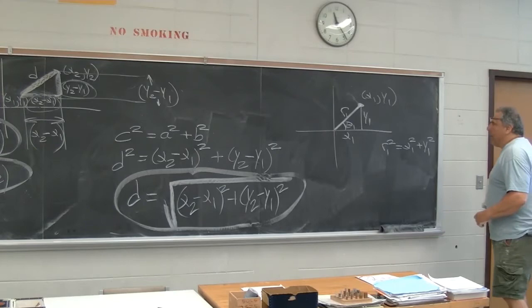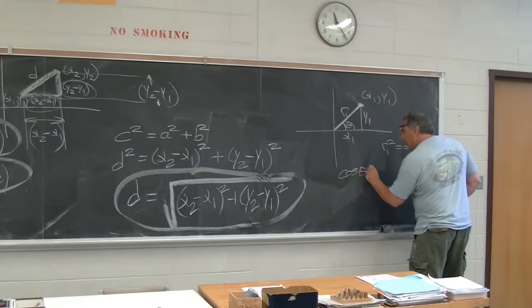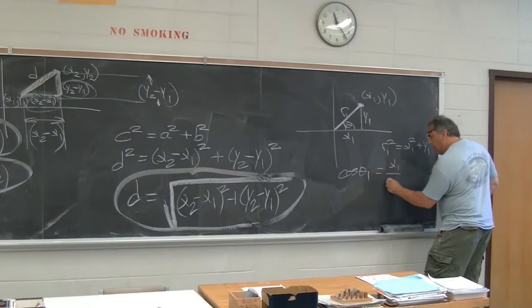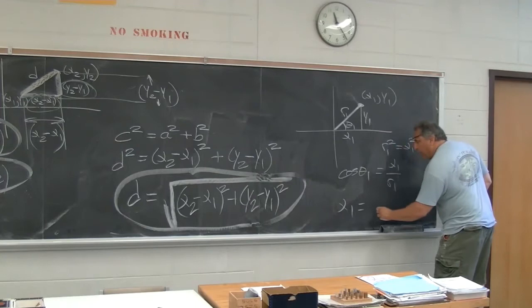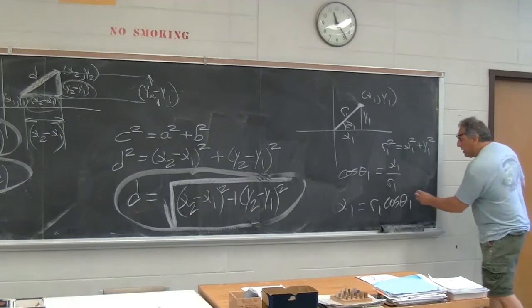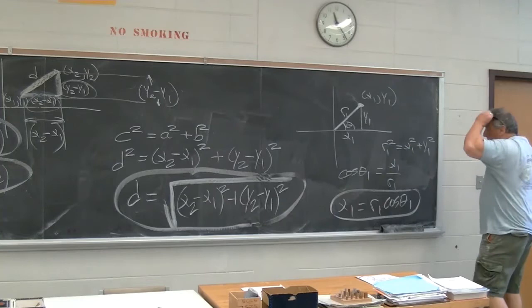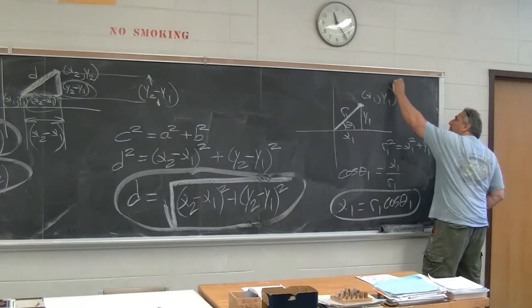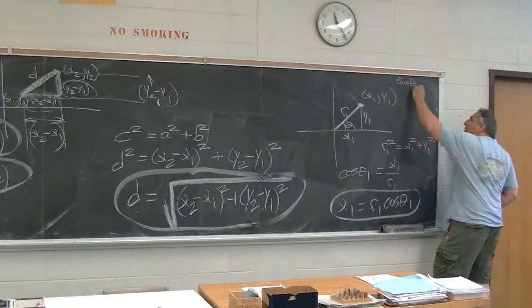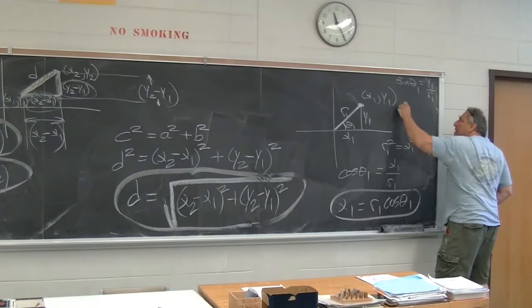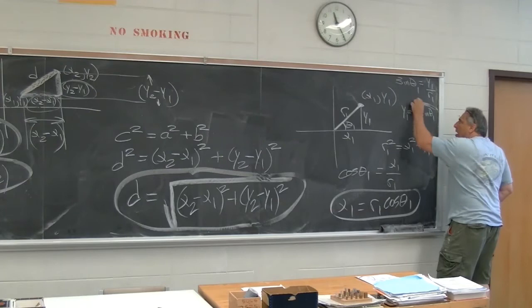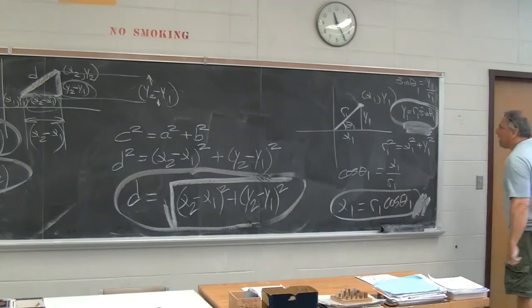Not a big deal. We can also say that the cosine of theta1 is the adjacent over the hypotenuse, which means x1 can be written as r1 cosine theta1, multiplying by r1 on each side. We got that. Opposite over hypotenuse. Opposite divided by hypotenuse is the sine. Okay, so that's something you know.